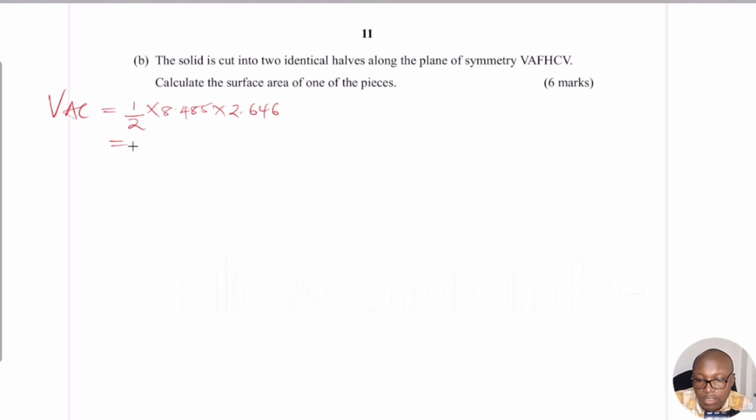So let me calculate this. 8.485 multiplied by 2.646, and then we divide that by 2. So this gives 11.23 centimeters squared, not cubed, centimeters squared. You're through with that face.